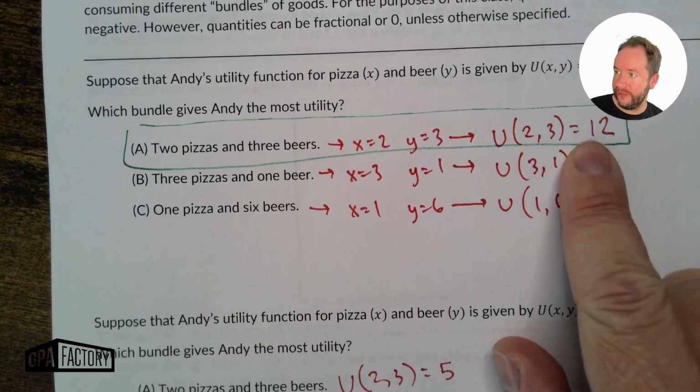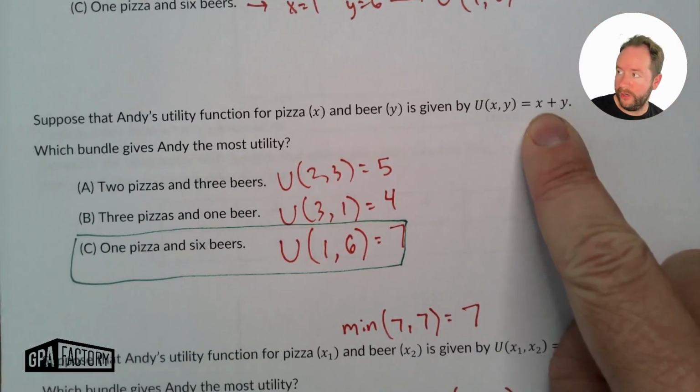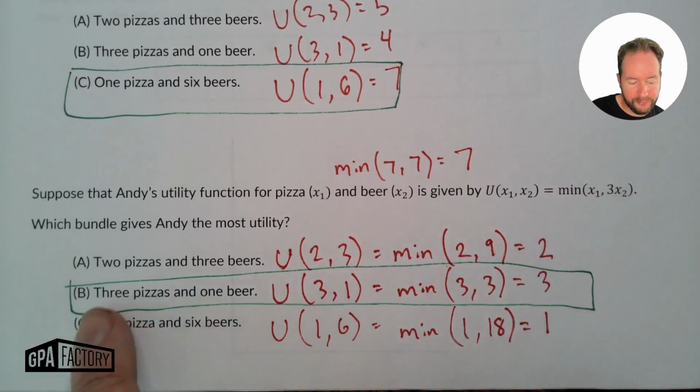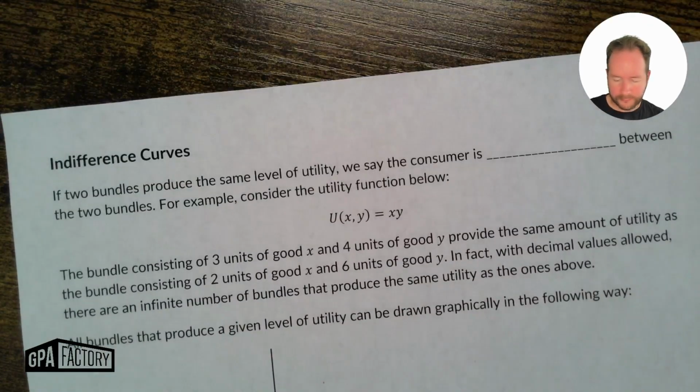There are these preferences where it seems as though this bundle is the winner. And there are these preferences where it seems as though this middle bundle B is the winner. Great. Okay, we're going to move on into indifference curves.